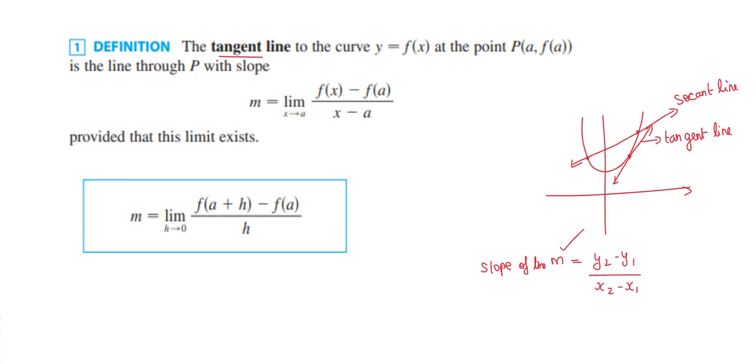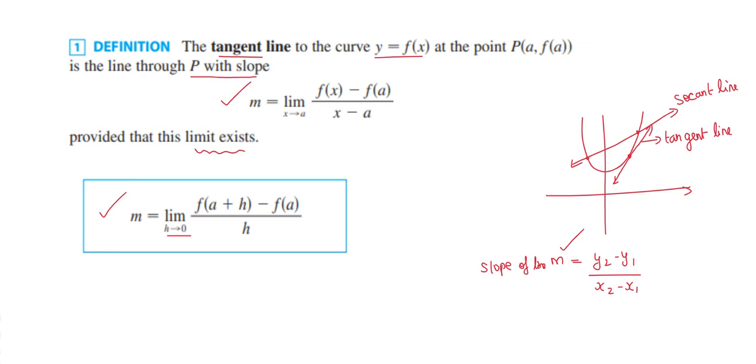So if a curve y equal to f of x is given, the tangent line to the curve at a point P(a, f(a)) is the line through P with slope m equal to limit x tends to a of f of x minus f of a divided by x minus a. Here, only if the limit exists can we use this formula. We can also use another formula: m equal to limit h tends to 0 of f of a plus h minus f of a divided by h.